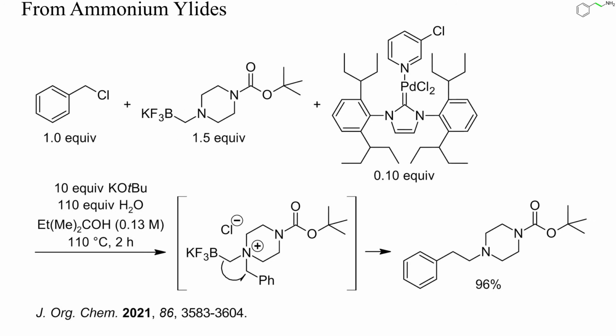This here is a more sophisticated example of ammonium ylide rearrangement. A huge excess of base and 10% of a palladium-carbene complex were required. There are certainly less wasteful and more convenient methods to prepare this product.